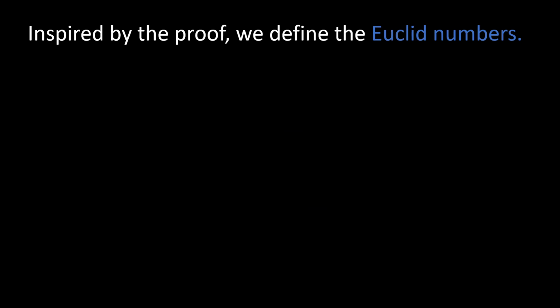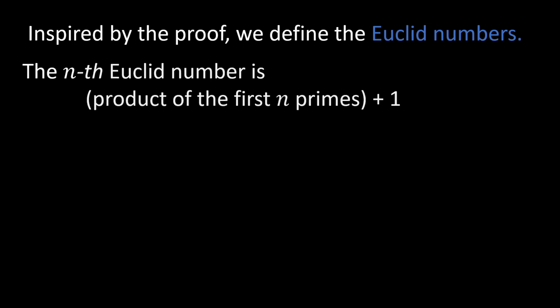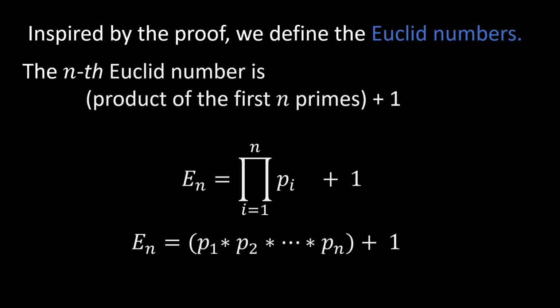So inspired by that proof, we can define the Euclid numbers, and the nth Euclid number is the product of the first n primes plus 1. Now that is the number we use in the proof. Remember that if we assume that there are finitely many primes, we take all the prime numbers from 1 through n and multiply them and add 1. And that number is called the Euclid number. So basically, take all the prime numbers: the first, the second. So for example, P1 will be 2, P2 will be 3, and so on until the nth prime number. Multiply them all and add 1.